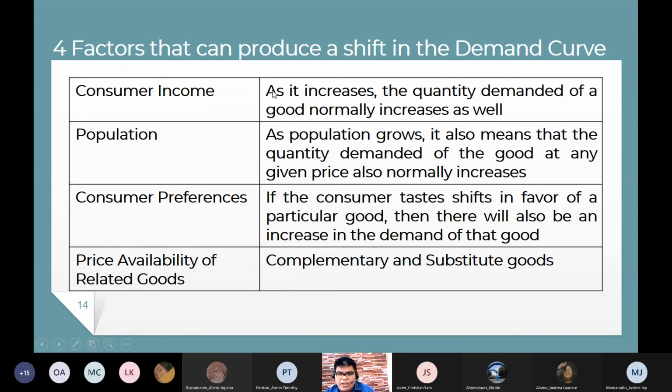So syempre, as it increases, pag dumadami yung sweldo mo, the quantity demanded of a good normally increases as well. So let's say, bagong pasok ka sa trabaho, minimum wage earner ka pa lang, bumibili ka lang ng mga 20 na chichirya kada buwan. So of course, nung na-promote ka, let's say, naging 20,000 yung sweldo mo, then there's a huge chance na tumaas din yung pag-consume mo ng isang item. Imbis na 20 pieces lang yung junk food na binibili mo dati, nagiging 30, 50, 100 pieces.